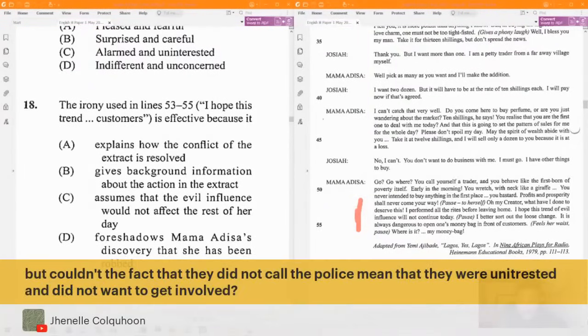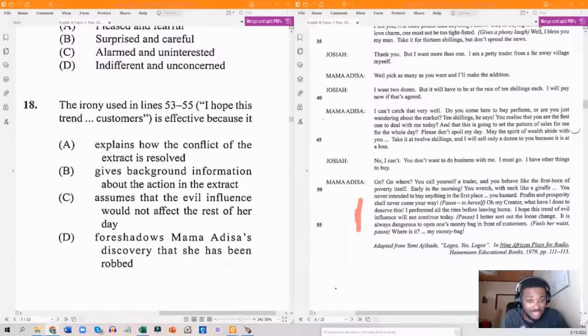All right, so let me backtrack. So this is what I'm saying, guys. If you have a question, I can backtrack. But couldn't the fact that they did not call the police mean that they were uninterested? You're right on one count. They did not want to get involved, but they were not uninterested because they were watching the whole thing. They were basically watching, peeping, very much interested in seeing how this would play out. In fact, you could say that they didn't want to call the police because they wanted the show to go on. So they didn't want to get involved. At least Mama Taiye didn't want to get involved. But you can't say that they were uninterested.